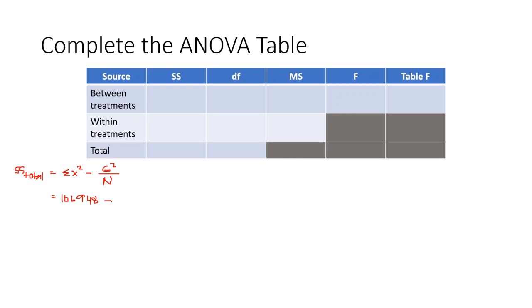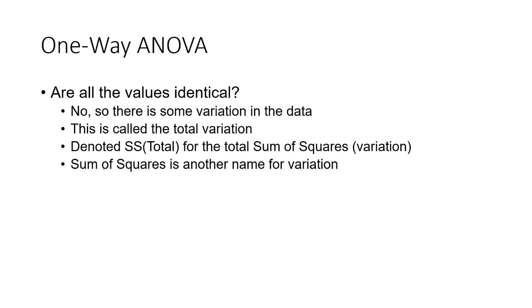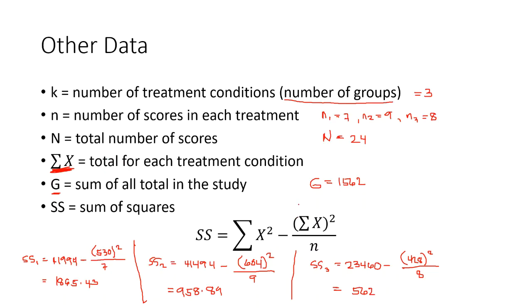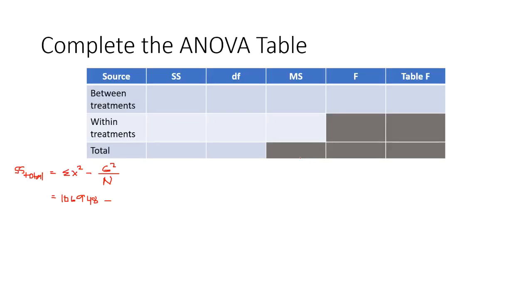106,948. And then if you can recall, our G earlier is equivalent to 1562, and our N is 24. So that is 1,562 squared all over 24. So this is the formula for the SS total, for the sum of squares total. So that is equivalent to 5287.83.